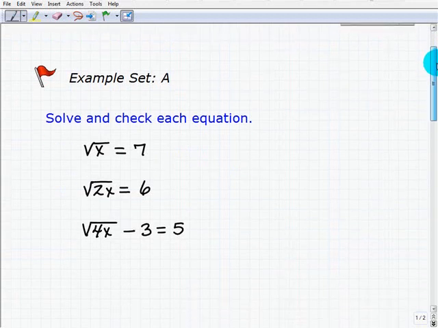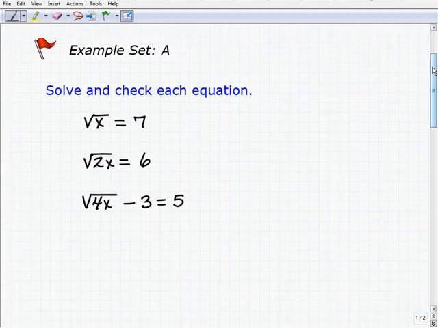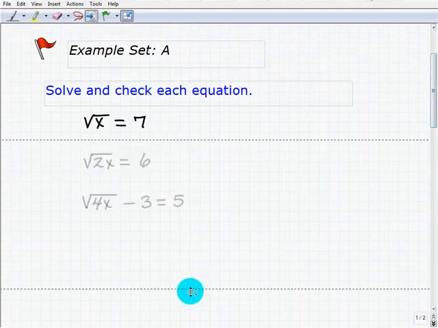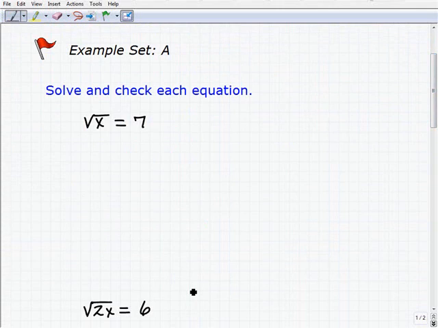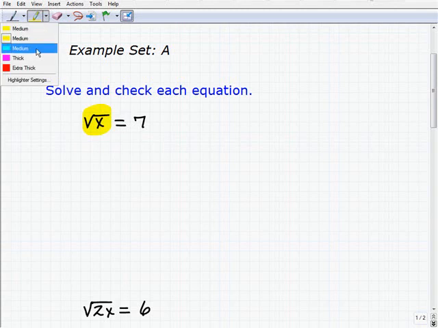So let's go ahead and take a look at our problems, and it says solve and check each equation. We need to check our solutions. That's part of the procedure, but let's recall what the procedure is. The first thing is when you're solving a radical equation, we want the radical, i.e. the square root portion, isolated.